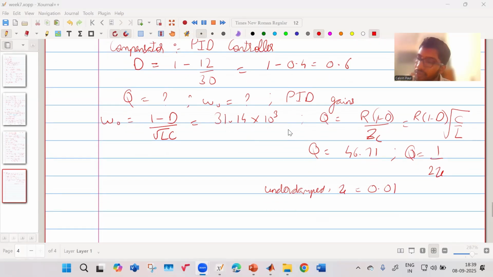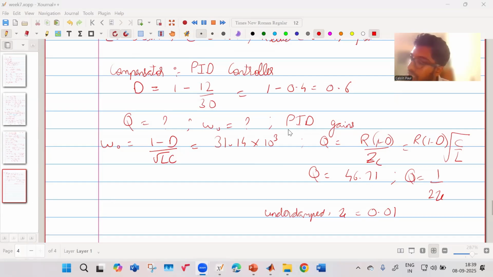This is the zeta we got. What is left is omega RHP. Omega RHP for boost we saw is Q into omega naught. So how much is that?